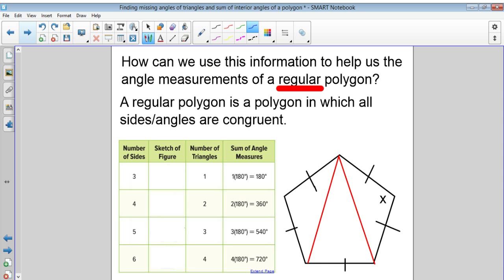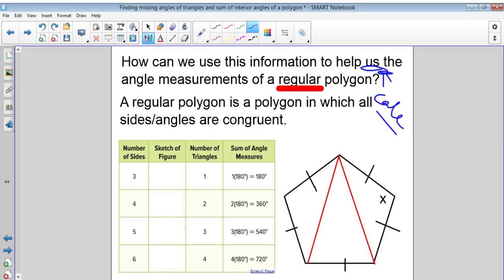Okay, how can we use this information to help us calculate the angle measurements of a regular polygon? Oh, I messed up here. It should be "calculate" here.